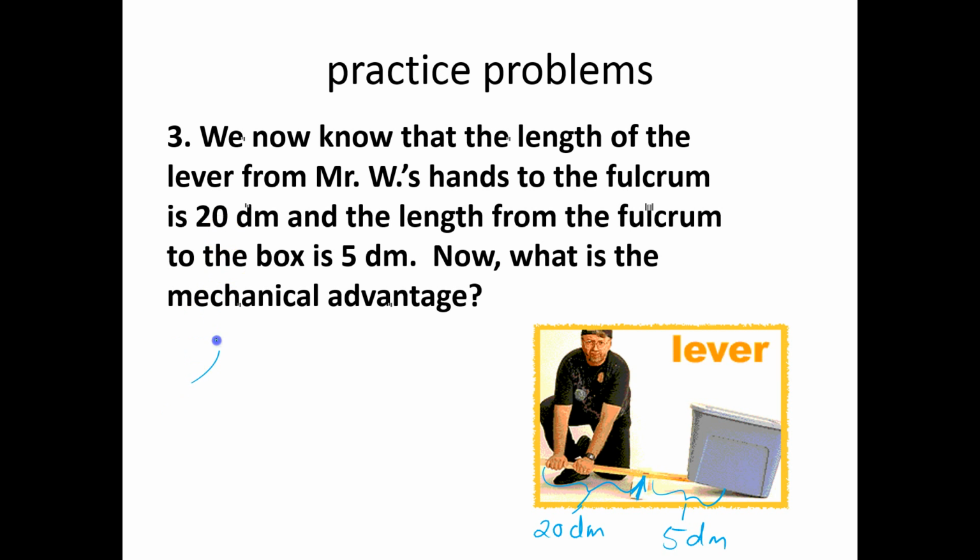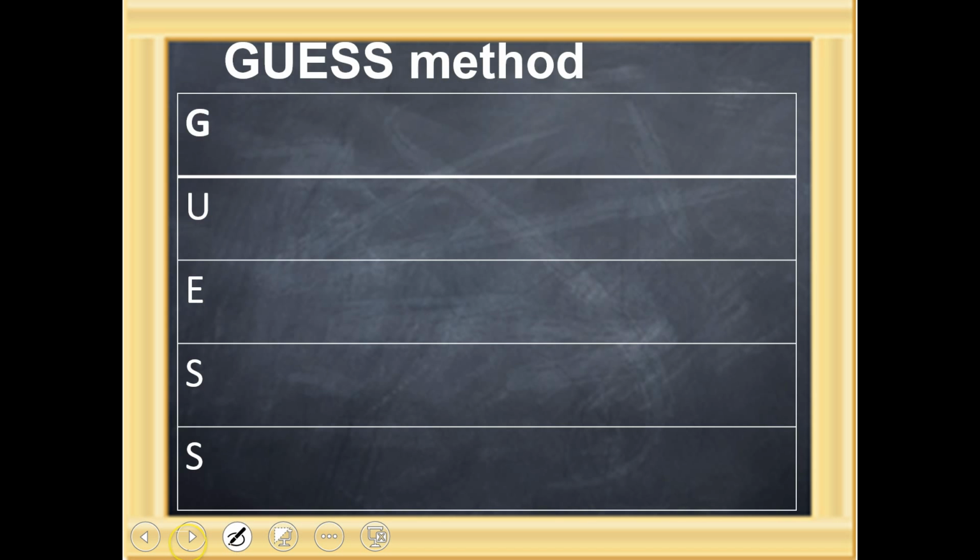Now we're talking about lengths. So we have output length and we have input length. The output is what the machine does to the box, so that would be 5 decimeters. The input length is where the person is applying a force, so this would be 20 decimeters. Now let's plug this into our GUESS problems.